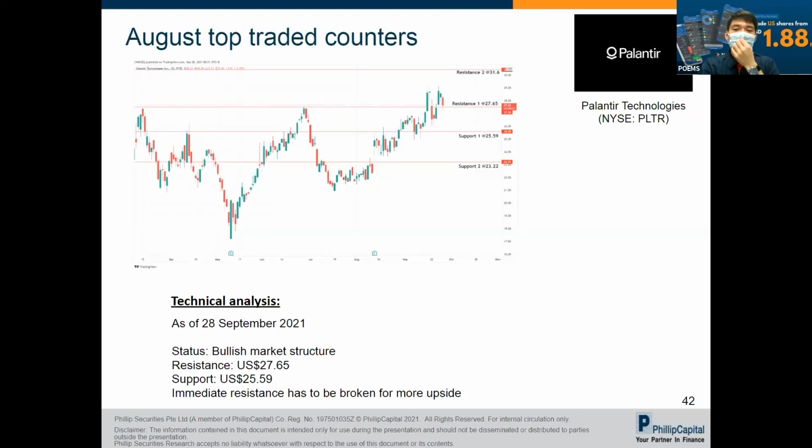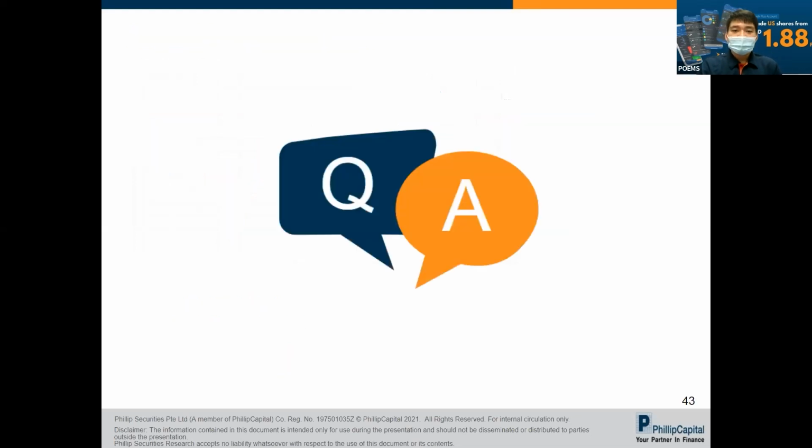So to find out about the rest of the counters, you can go to our market journal and find out more. Normally we have 10 of them. So that's it. To round it up, we find that the Chinese market is very volatile, and we would prefer that investors actually look at the US instead. Thank you. So we will now proceed to the Q&A.